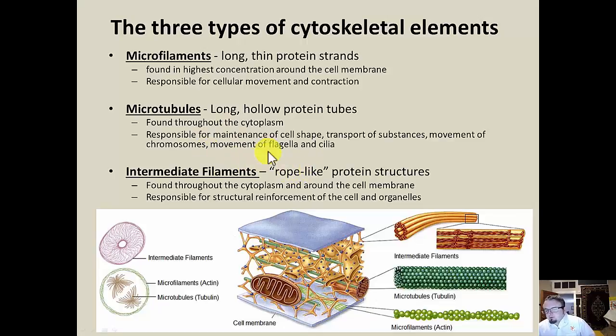The last type is called an intermediate filament. These are often found throughout the cytoplasm and often help reinforce some of the organelles. So mitochondria, for example, are shown here. This is a mitochondria, and you can see some of these intermediate filaments helping to make up the internal scaffolding and reinforce where these organelles go. They also might help reshape some of the organelles throughout the cell.